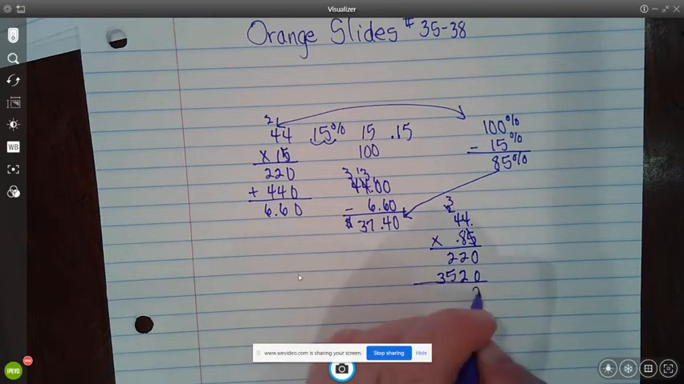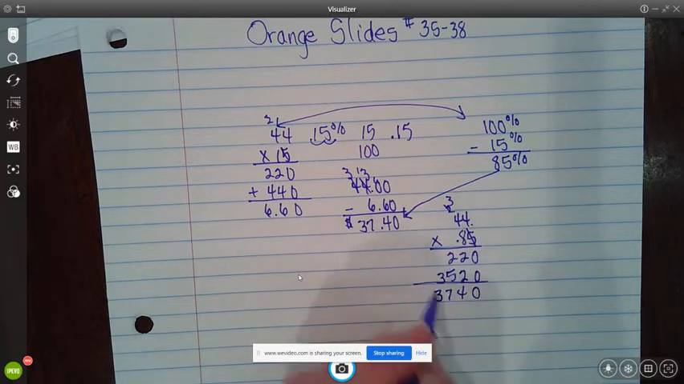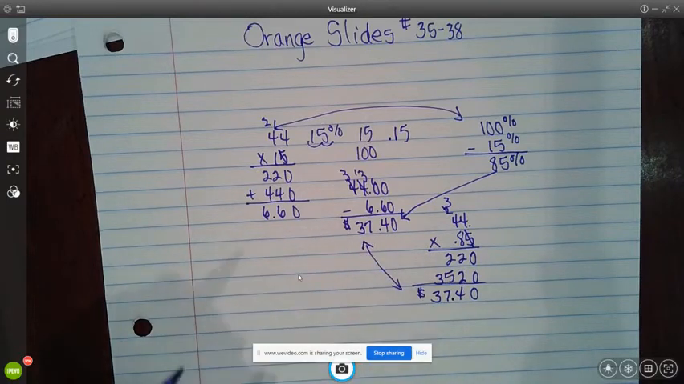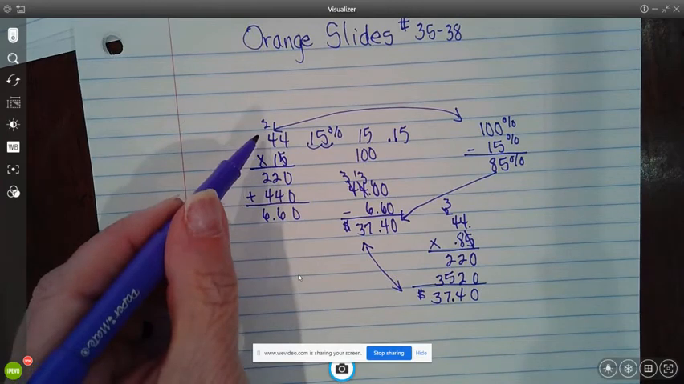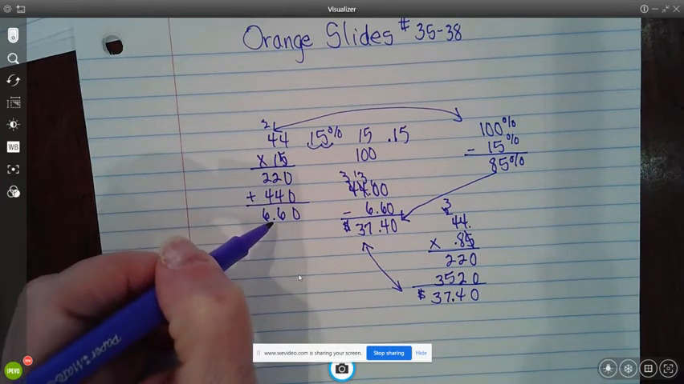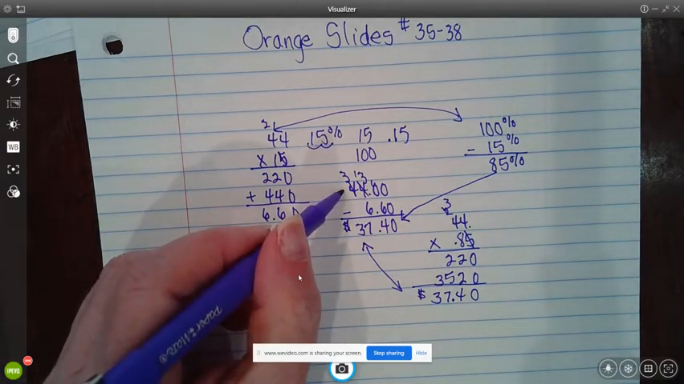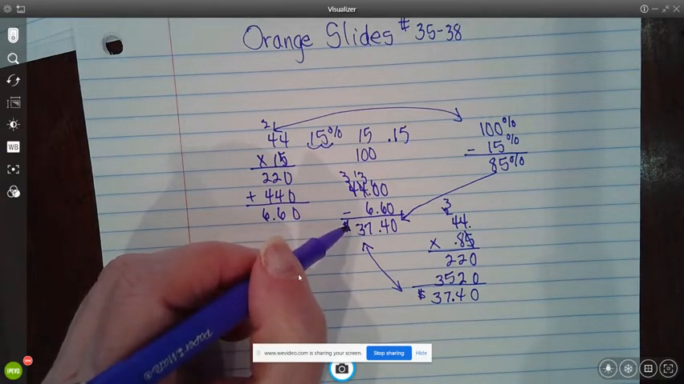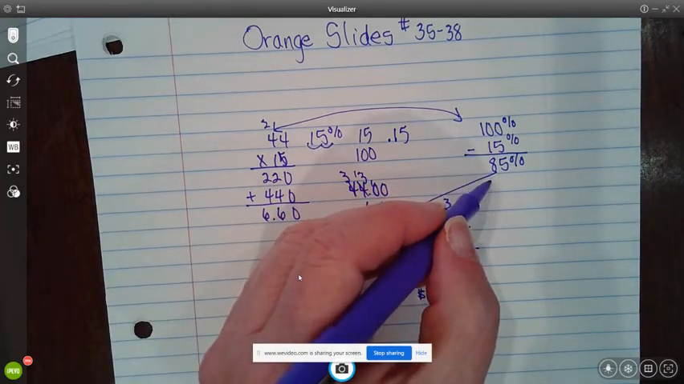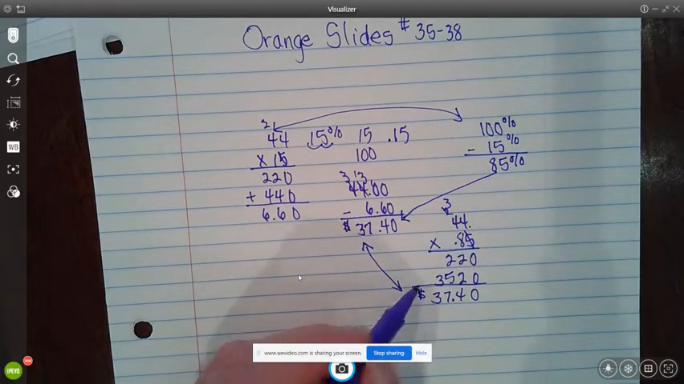And when I do my math here, put my decimal back, 2 behind the decimal, 2 behind the decimal. Notice that I'm still getting that $37.40. So I can take the item, multiply it times 15%, get that answer, and then subtract it from the 44 and get it. Or I can think about if I'm getting 15% off, I'm paying 85%. Simply take the 85% and multiply it times the 44, and I get my answer as well.